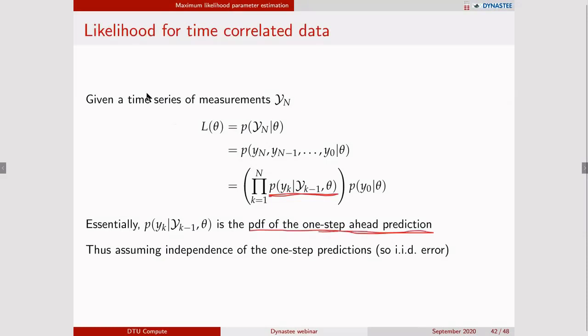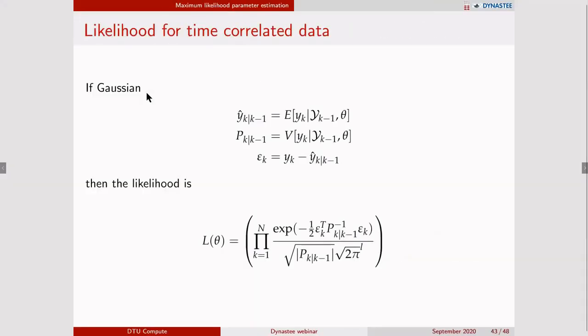And if we assume IID of the errors, that the errors are independent, and we assume a normal distribution, then we can calculate the likelihood like this, where all we need to do is calculate these one-step ahead predictions, and they need to be independent. Then we're able to calculate the likelihood. And if they are independent, the assumptions are fulfilled, then all the statistical results we get out in the end we can trust.